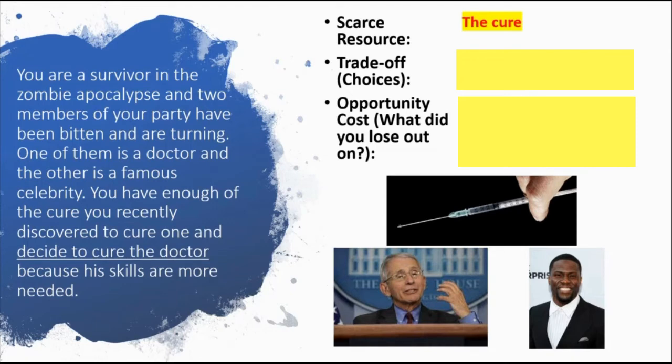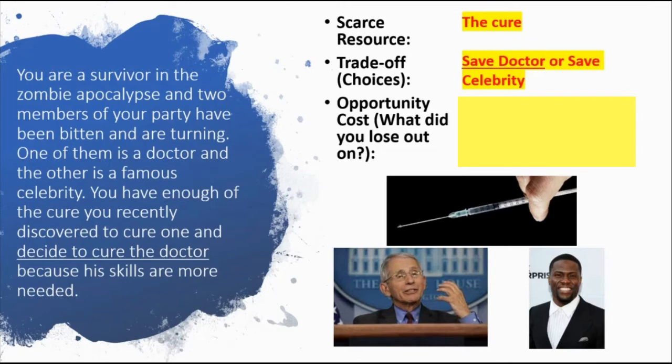So you got to evaluate the trade-offs here and think about, well, if we save the doctor, we gain this. If we save the celebrity, we gain this. So that's what we're choosing between. That's our trade-offs. We choose to save the doctor. So here we are evaluating, right? Well, we've given up the opportunity to save the celebrity, and it could be any celebrity. That's kind of up to you.